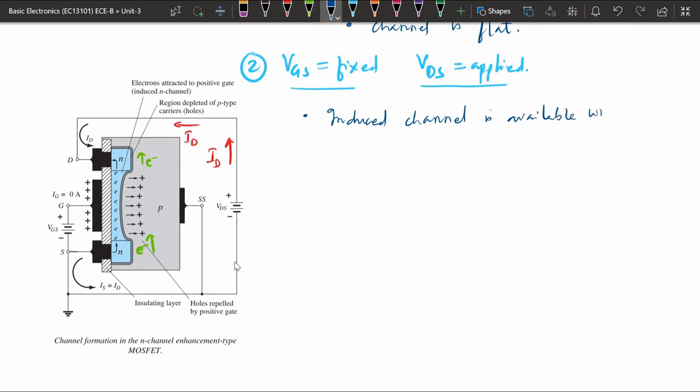Available with plenty of electrons available for conduction. Okay, so now we are going to apply VDS, positive VDS is applied.